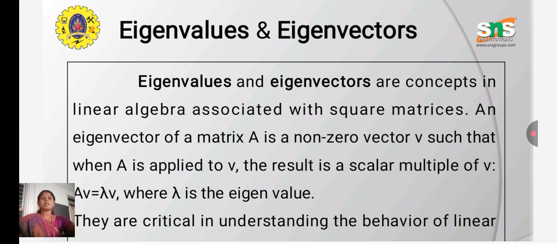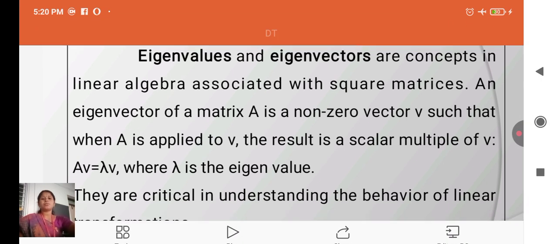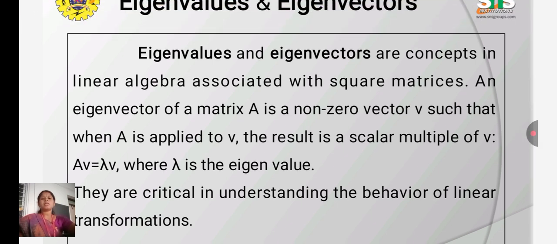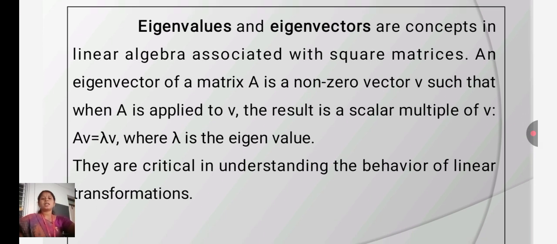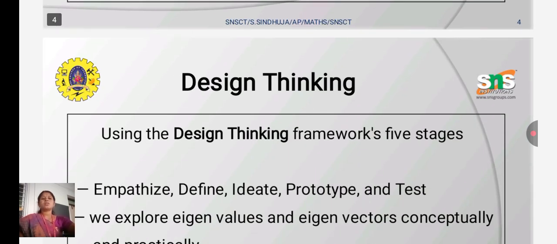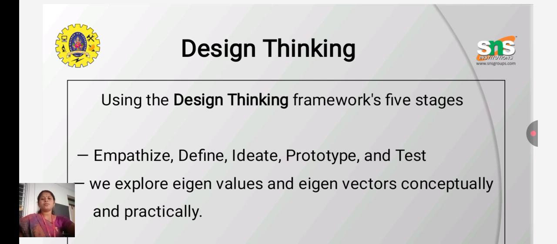Then let us touch on eigenvalues and eigenvectors. Eigenvalues and eigenvectors are concepts in linear algebra associated with the square matrix. An eigenvector of a matrix A is a non-zero vector V such that when A is applied to V, the result is a scalar multiple of V. So, AV equal to lambda V, where lambda is an eigenvalue. They are critical in understanding the behavior of linear transformations. So, this is the recap of matrix, eigenvalue and eigenvector.